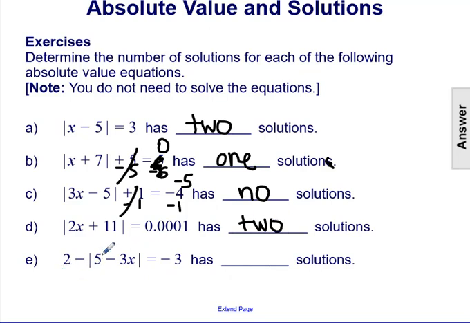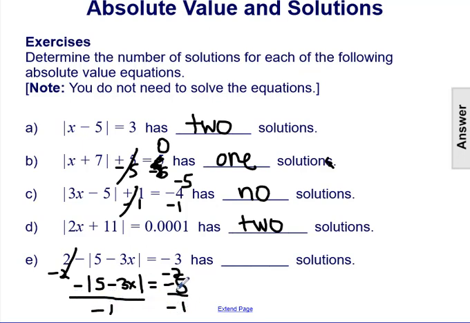Then we have E. We don't have the absolute value by itself, so we have to subtract 2 first. So then the absolute value of negative 5 minus 3x equals negative 5. But we still have to divide by negative 1, which is really the trick there, because first it's equal to a negative, but as soon as I divide by negative 1, now the absolute value of 5 minus 3x is equal to positive 5. 5 is greater than 0, so that equation has two solutions. I don't know what those solutions are, but I can identify that there's two of them. It's a good trick to have to see if you're on the right track once you do get those solutions.